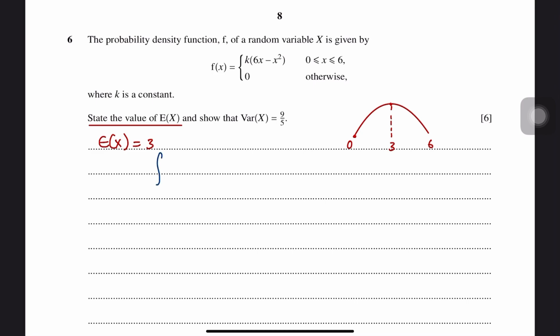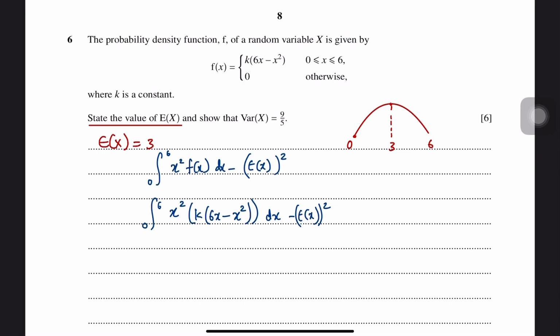For the variance of x, I can do the integral of x squared f of x dx minus the expectation of x, whole squared. I integrate over the entire limit. So x squared f of x. I will need the value of k. Now, how can I find out the value of k? I will have to go back to my basics and find out the value of k first.